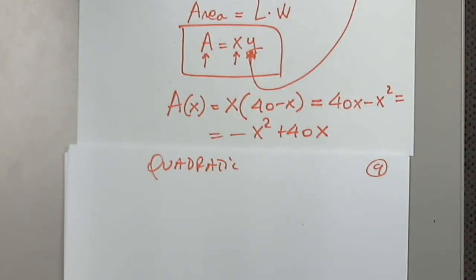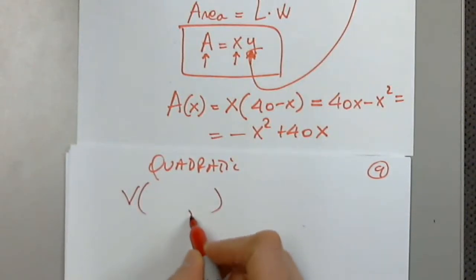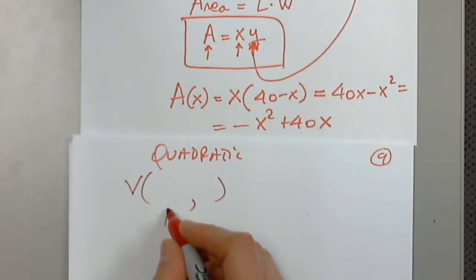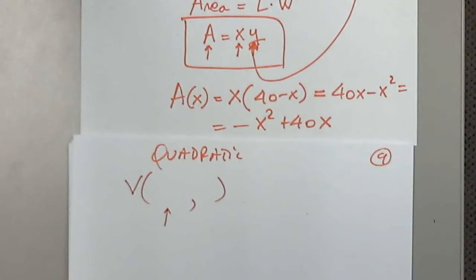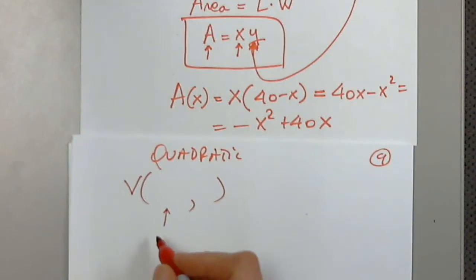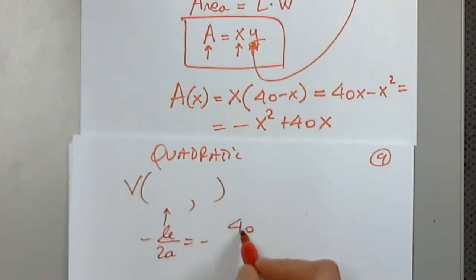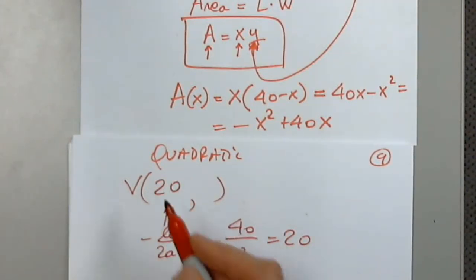I'm going to use the vertex. Very good. The vertex will give us the maximum. Awesome. How do I determine the x-coordinate of the vertex? The vertex is the only point to look for. How do I find the x? Negative b over 2a. Thank you, Eddie. Negative b, here's b, over 2 times a, which is negative 1, so the answer is 20.